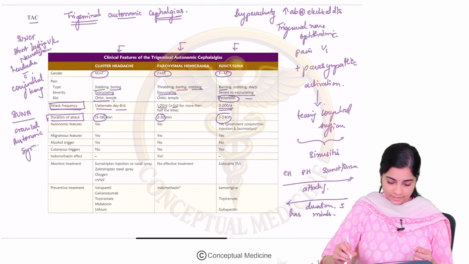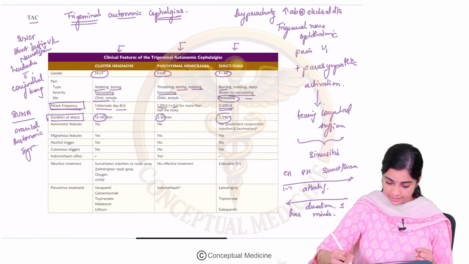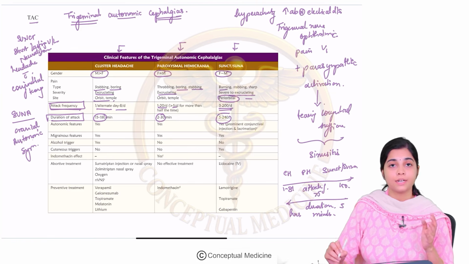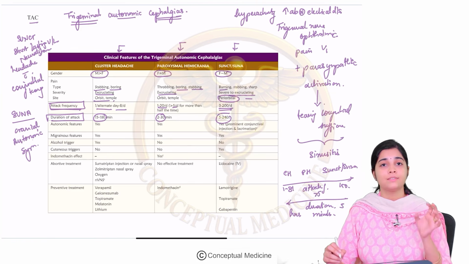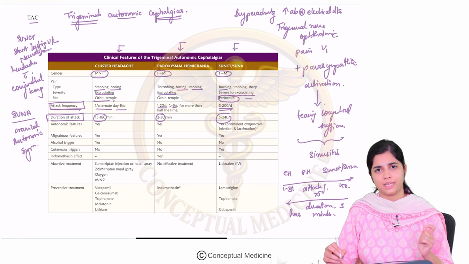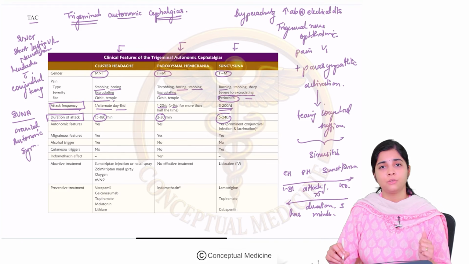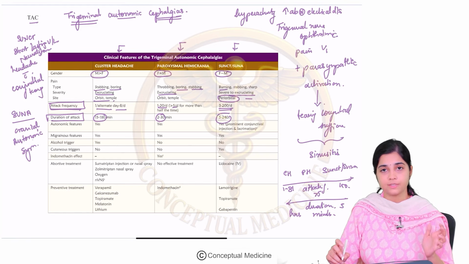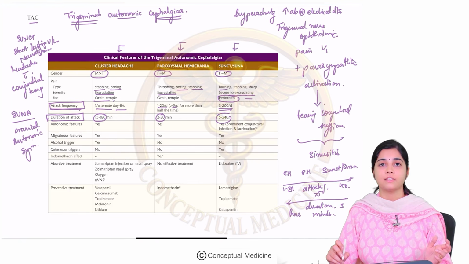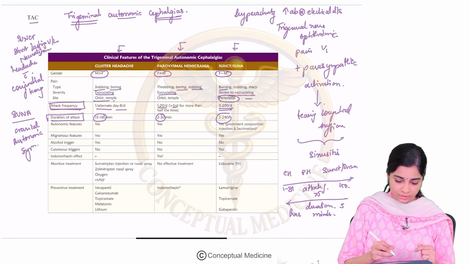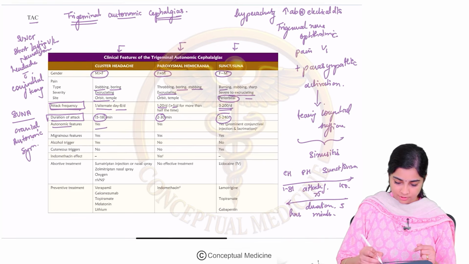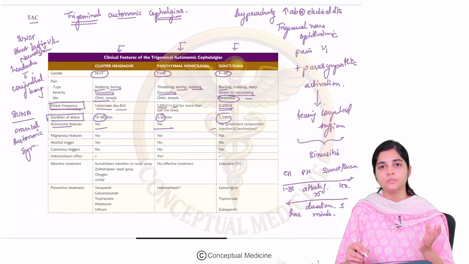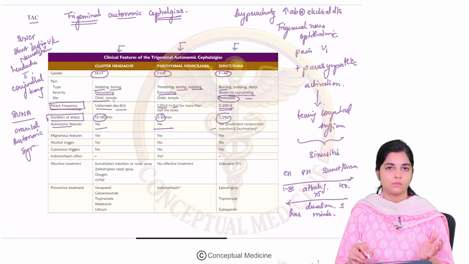So cluster headache has an attack of about 1 to 8 per day. This is definitely more than 5 per day. You can go up to 100 per day in SUNCT and SUNA, and SUNCT and SUNA last only for a few seconds. That's why it's called short-lasting neuralgiform headaches, right? So they last for only a few seconds, whereas cluster headache lasts for hours and paroxysmal hemicrania usually lasts for a few minutes.